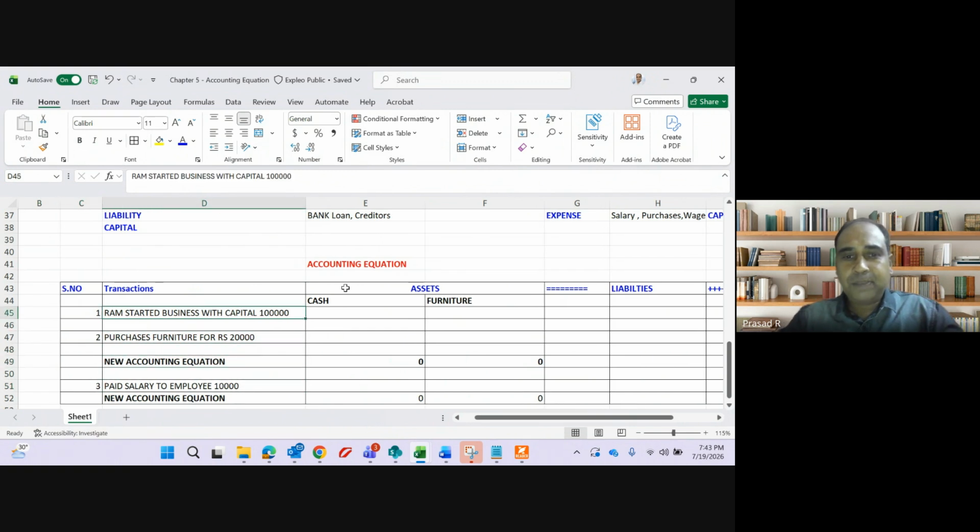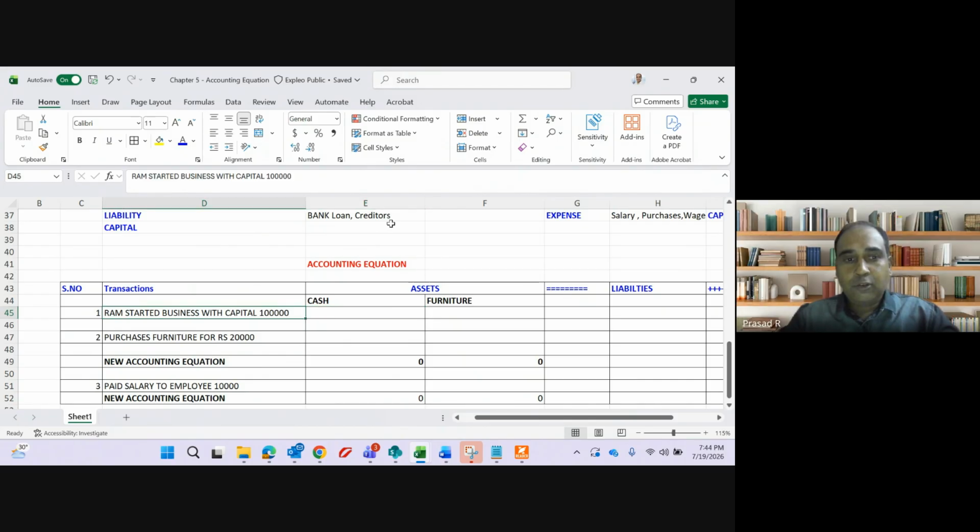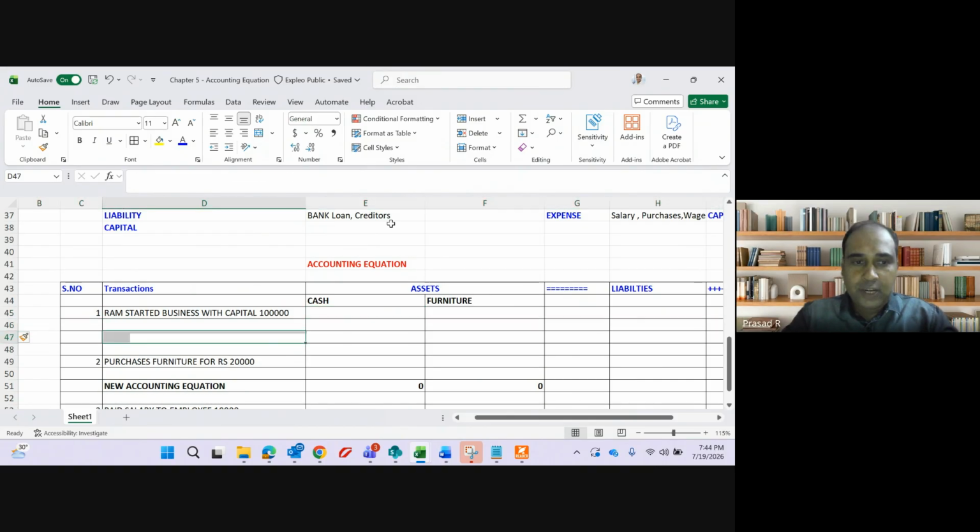Ram started business with capital 1 lakh rupees. Which are the 2 accounts involved, guys? Cash and capital. Yes, the 2 accounts involved are cash and capital. See, this part you don't have to write. I'm just writing for your information. One account is cash.